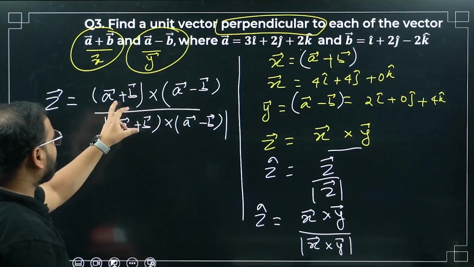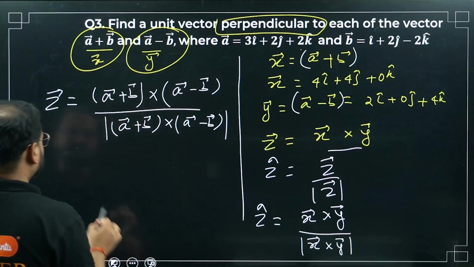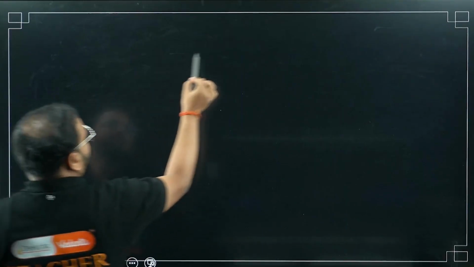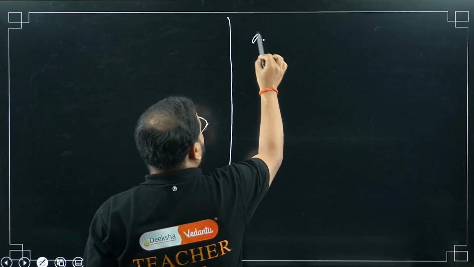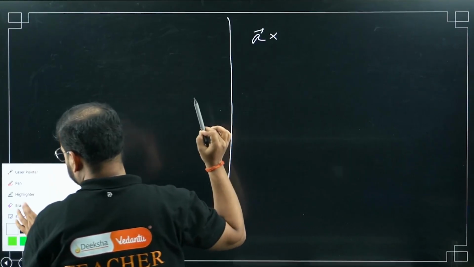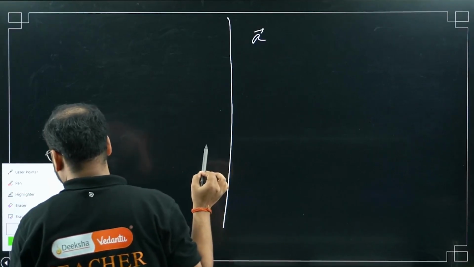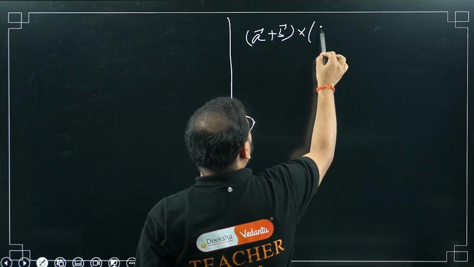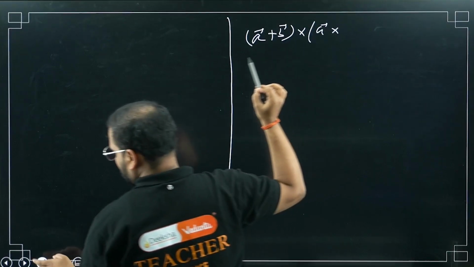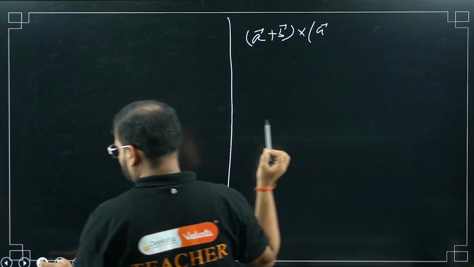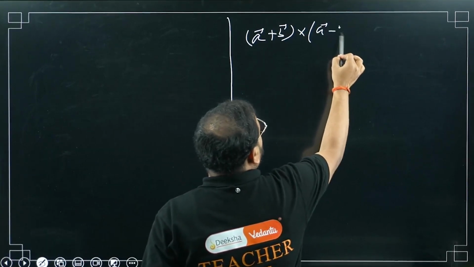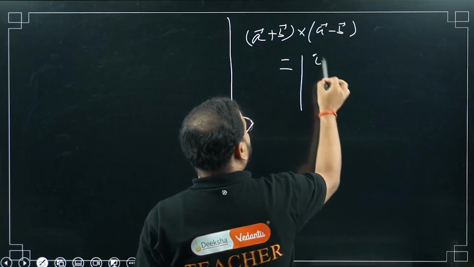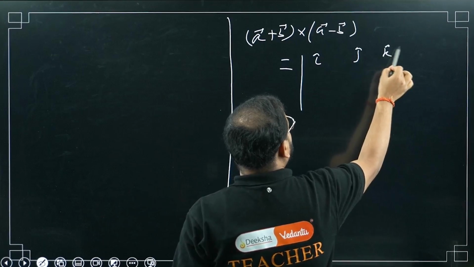Now I'll try to find the value of this multiplication, A plus B cross A minus B. How do we write any cross product? In the form of a determinant or matrix. So right here, first will come I, J and K.